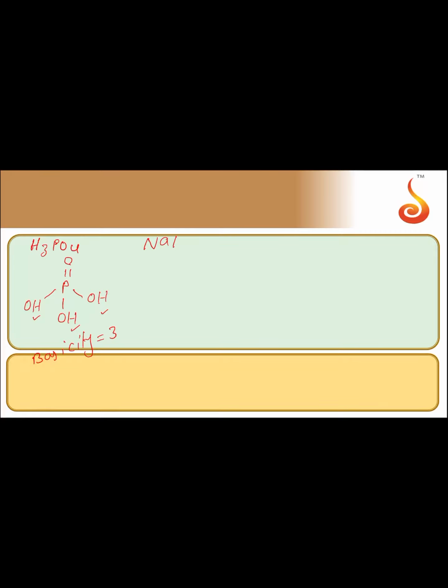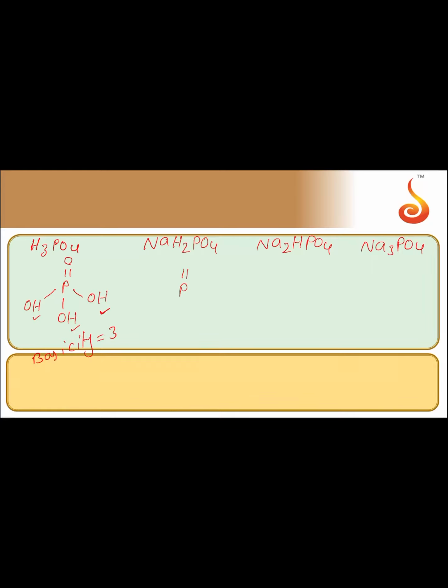One is NaH2PO4, another one is Na2HPO4, and the third salt is Na3PO4. If we see the structure of NaH2PO4, this is orthophosphoric acid. When it reacts with 1 mole of NaOH, sodium will replace one of the hydrogens of the OH group.